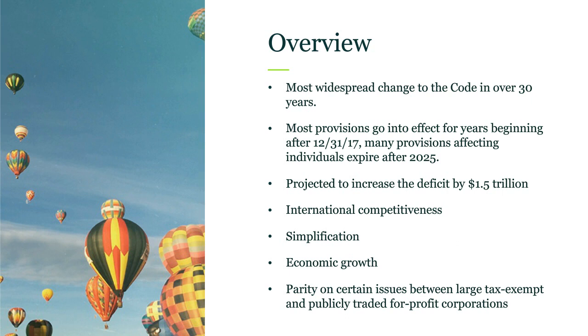Largely, from an overview standpoint, it is the largest, the most widespread change to the Internal Revenue Code in over 30 years. The last major change of this magnitude was in 1986. Most of the provisions go into effect after December 31st, 2017, with a number of the provisions largely affecting individuals expiring after 2025, and that was largely a CBO budget issue with a projected increase of the deficit of $1.5 trillion, some of these things had to have sunset provisions. And so with many of the individual tax implications, they do expire starting in 2026.